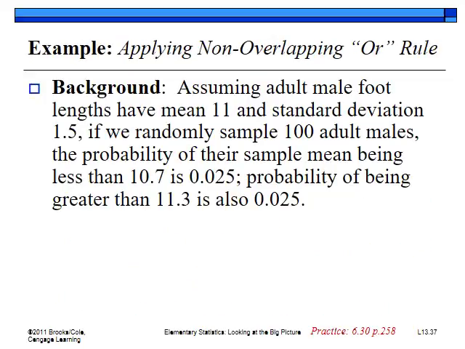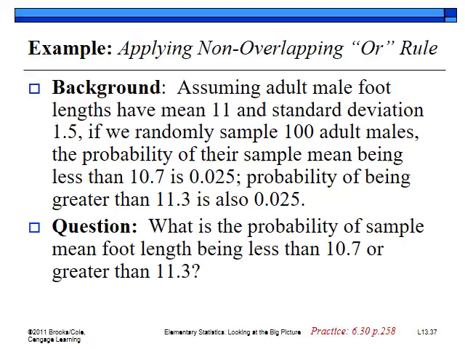Let's look at an example. Assuming adult male foot lengths have mean 11 and standard deviation 1.5, if we randomly sample 100 adult males, the probability of the sample mean being less than 10.7 is 0.025. The probability of it being greater than 11.3 is also 0.025. In a few chapters, we'll talk about where these numbers come from exactly. For now, just take the probabilities as they're given.